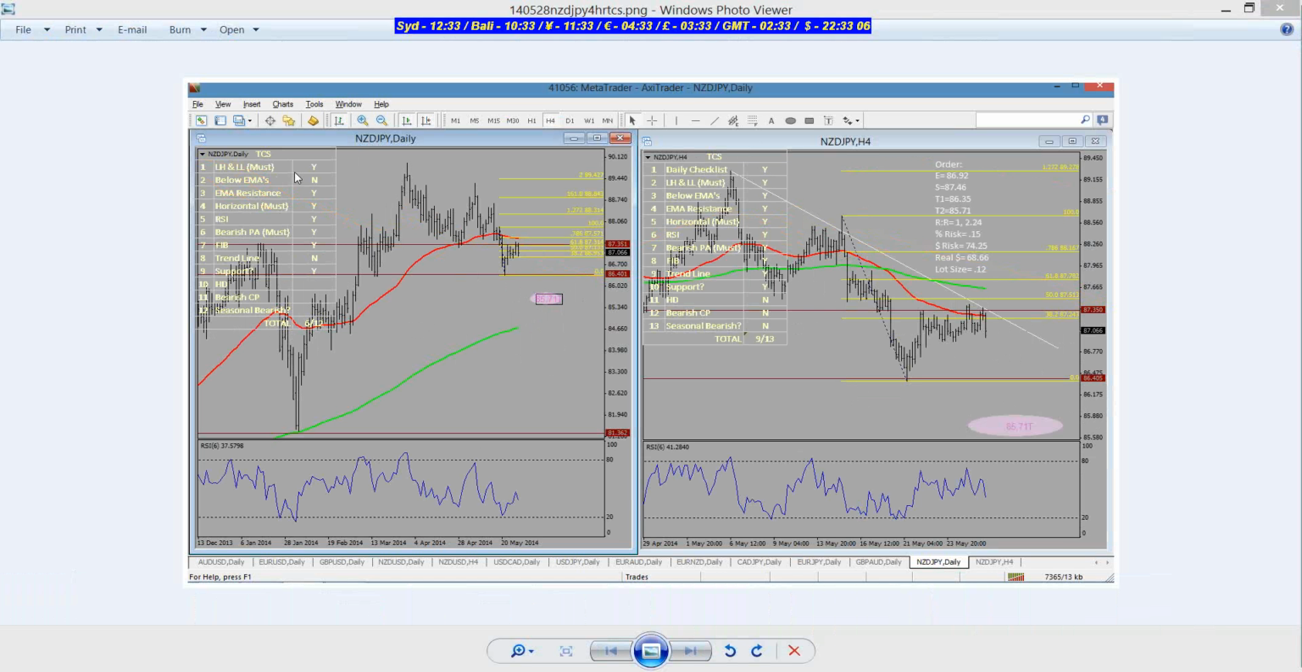Lower highs, lower lows, yeah. Below the moving averages, we're not below both, correct, cool. EMA resistance, yes. Horizontal, absolutely. RSI convergence, yep. Bearish price action, fib trend line, correct. Support, a bit of a support there. I see that you've highlighted that, okay. So 6 out of 12, but it's a valid trade setup.